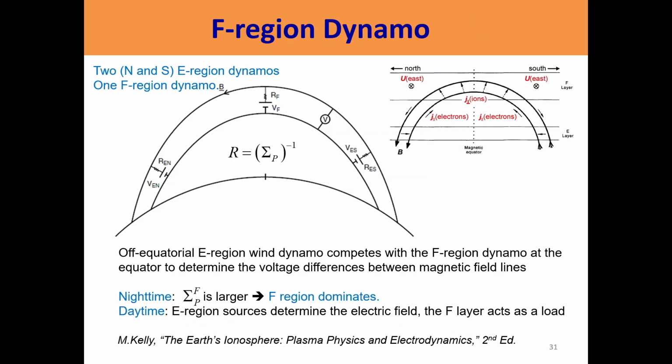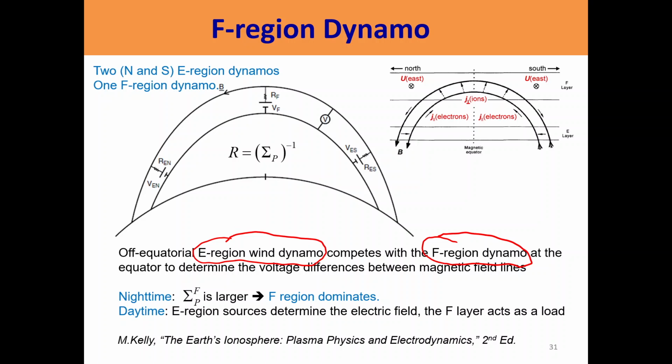Another term that you may have heard of is F region dynamo. Has Ajahn Lin talked about this before? Not yet. Okay, F region dynamo. So what is F region dynamo? Actually, there are two terms you may have heard. One is called F region dynamo. The other one is called E region dynamo.